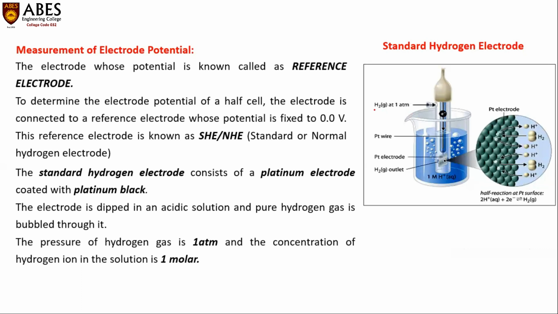Hydrogen gas is passed through the side tube, and it will be absorbed on the platinum electrode, and the excess hydrogen will come out in the form of H+ ion. So after some time, a situation arises when the H+ ion concentration and H2 concentration are in equilibrium. So here, both oxidation and reduction reactions take place simultaneously.